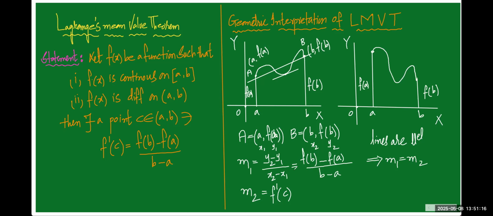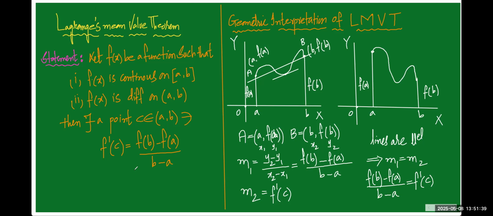M1 value is f of b minus f of a by b minus a. And what about M2 value? M2 value is f dash of c, which is nothing but our theorem proof. This is called the geometric meaning of Lagrange's mean value theorem.